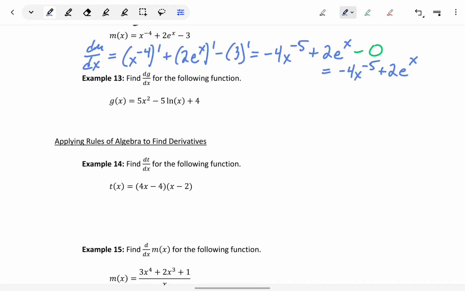In example 13, we want to find dg over dx. And we'll proceed in the same fashion. We'll differentiate term by term, which will give us 10x minus 5 times 1 over x plus 0, or 10x minus 5 over x.